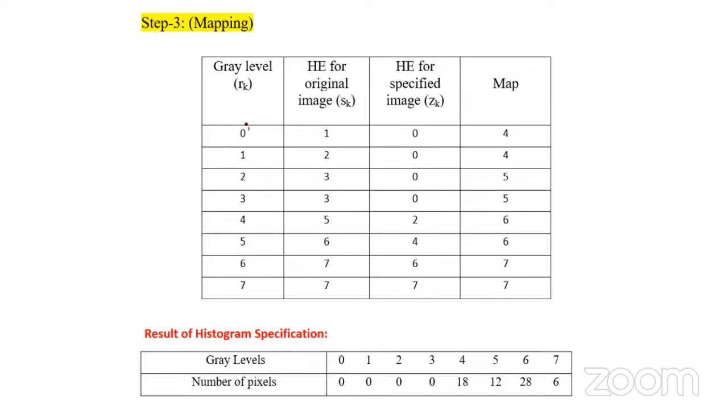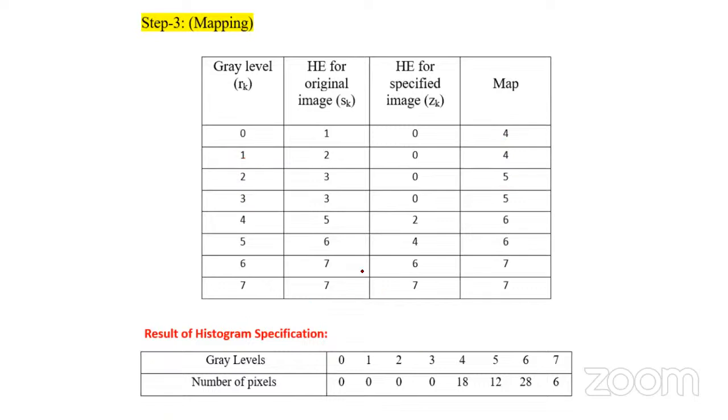Hence, wherever 0, replace with 4. Wherever 1, replace with 4. Wherever 2, replace with 5. Wherever 3, replace with 5. You can see there is a huge difference in the intensity value changes in the mapping. When you go for histogram equalization, the changes are only 1 or 2 points. But when you go for histogram matching, the mapping is 0 to 4 instead of 0 to 1, 1 to 4 instead of 1 to 2, 2 to 5 instead of 2 to 3. So the intensity values are drastically increasing. Because of that, we can find better contrast when compared to the previous technique.